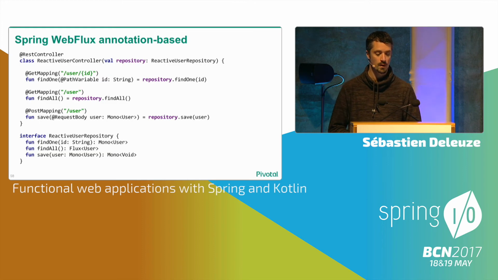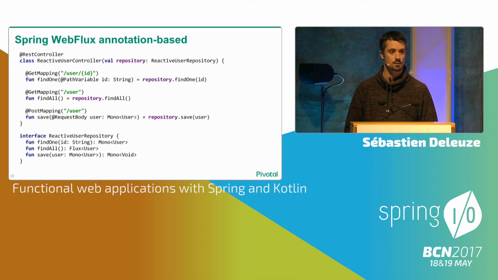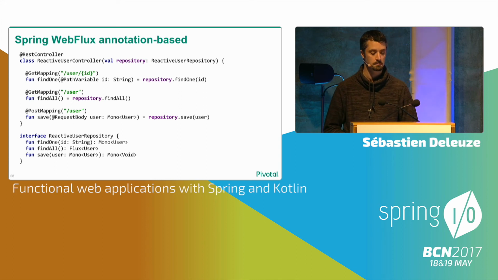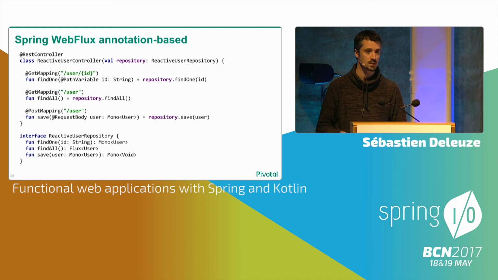So what does our former user controller look like? What does the annotation-based reactive version look like? You can see that it's barely the same syntax. We reuse the same programming model, but instead of returning a list, we return a Flux, and instead of returning raw values, we return a Mono of something to be able to be reactive. But except for that, it's almost the same syntax.